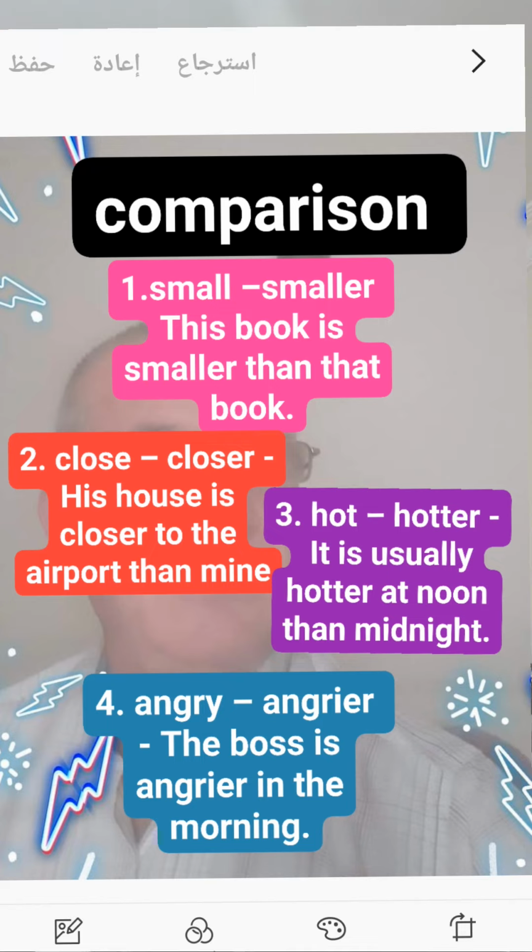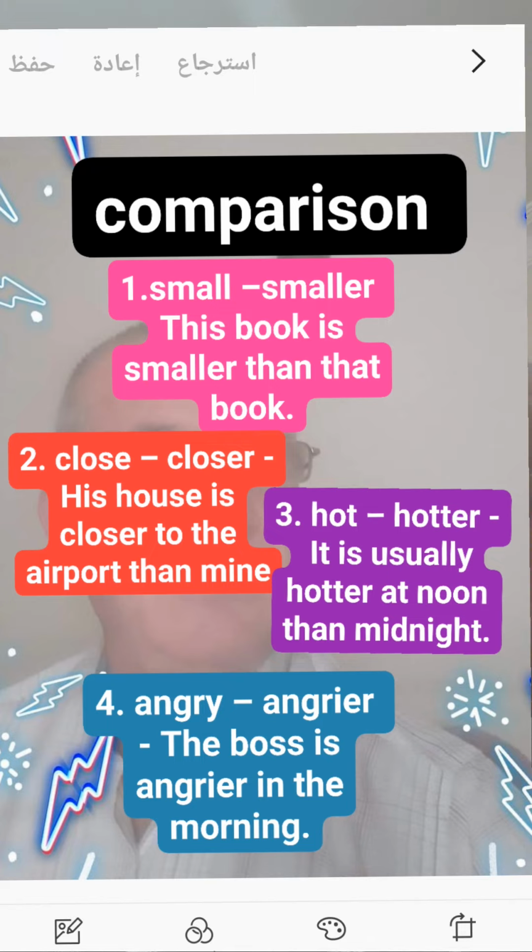Angry, angrier. The boss is angrier in the morning. Look, this is a comparative form of angry. Angry is an adjective. It is a simple adjective. It ends with Y. We have changed Y into I and we have added ER. For instance, happy, happier, pretty, prettier, and so on. This is a simple way of making comparison of simple adjectives. We just add ER, then after ER we write than.